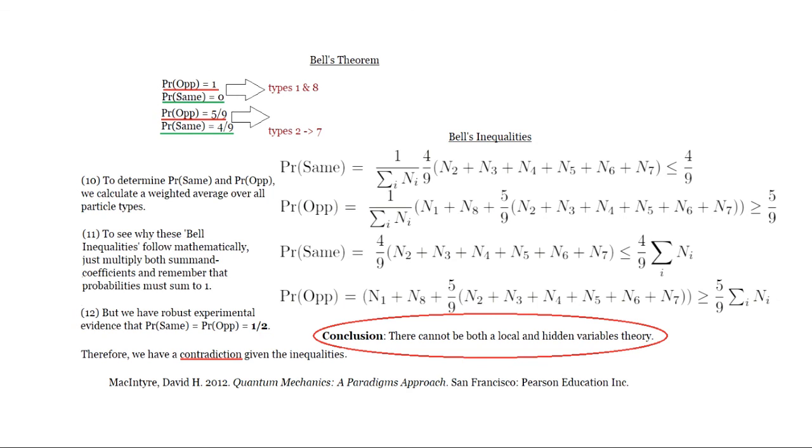Okay, so just quickly summarizing again, to see why these Bell inequalities follow mathematically, just multiply both sum and coefficients and remember that probabilities must sum to 1.